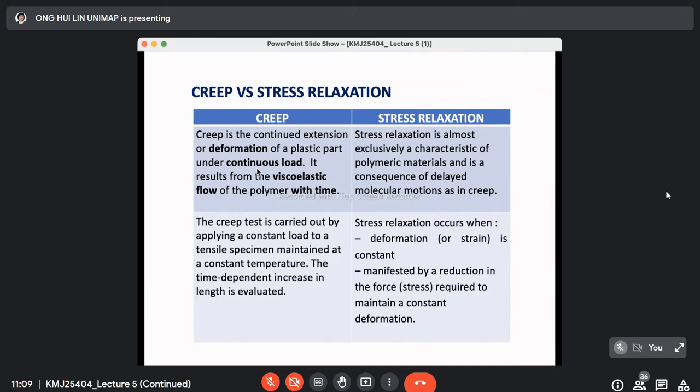You are asked to compare, for example, thermoplastic, thermoset, and elastomer, based on their property or behavior. So you compare, for example, regarding the physical look, the physical transparency. The thermoplastic, for example, is semi-crystalline, so the transparency is low, or you can say opaque.